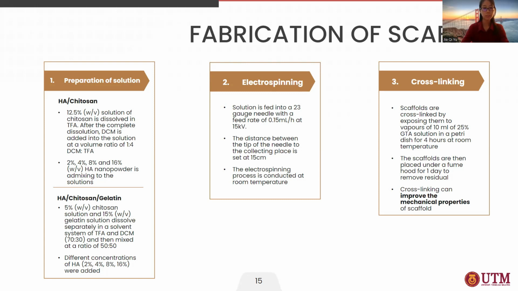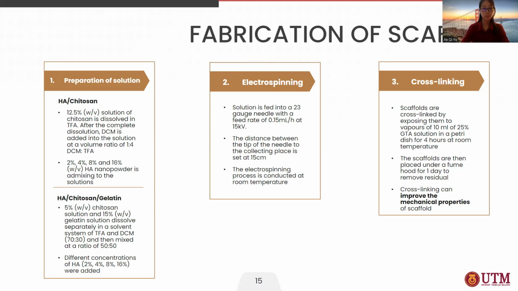For the hydroxyapatite chitosan gelatin solution, 5% chitosan solution and 15% gelatin solution are dissolved separately in a solvent system of TFA and DCM at a 70:30 ratio, and then mixed together at a ratio of 50:50. After that, different concentrations of hydroxyapatite were added.